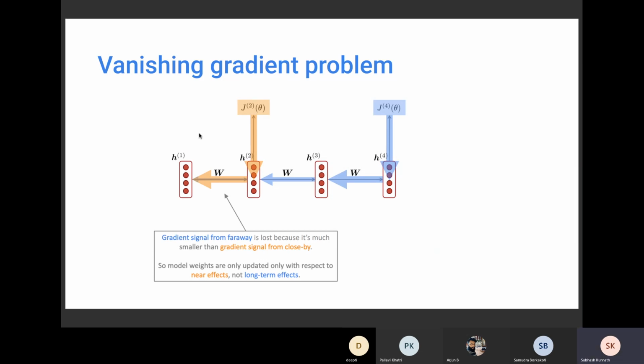So any questions so far? No, I was going to ask about the solution for the vanishing gradient.